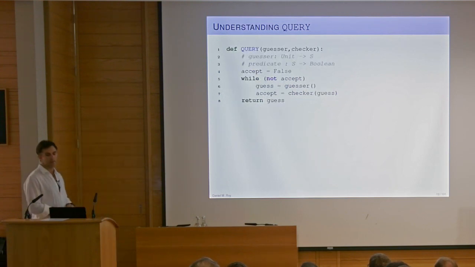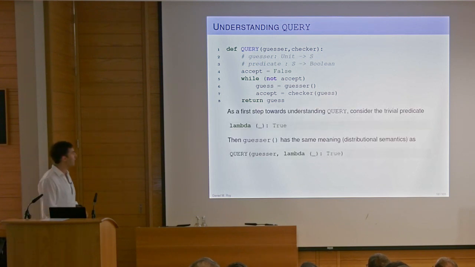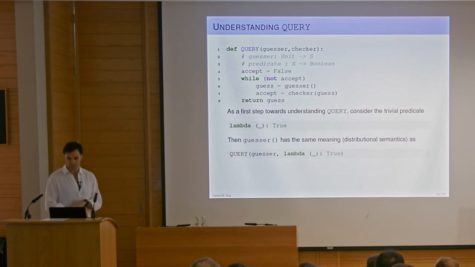So let's think about what it does quickly. All right, so the first sanity check. If I have a trivial predicate, so this is a procedure which takes an argument which I'm not even going to bother to name because I always return true, then query with guesser and this trivial predicate is going to have the same semantics as guesser, right? Why? Because I'm going to make my first guess, and then this checker's not even going to look at it. It's going to immediately accept it, so I'm just going to pass it back. All right, so that's that equivalence there.